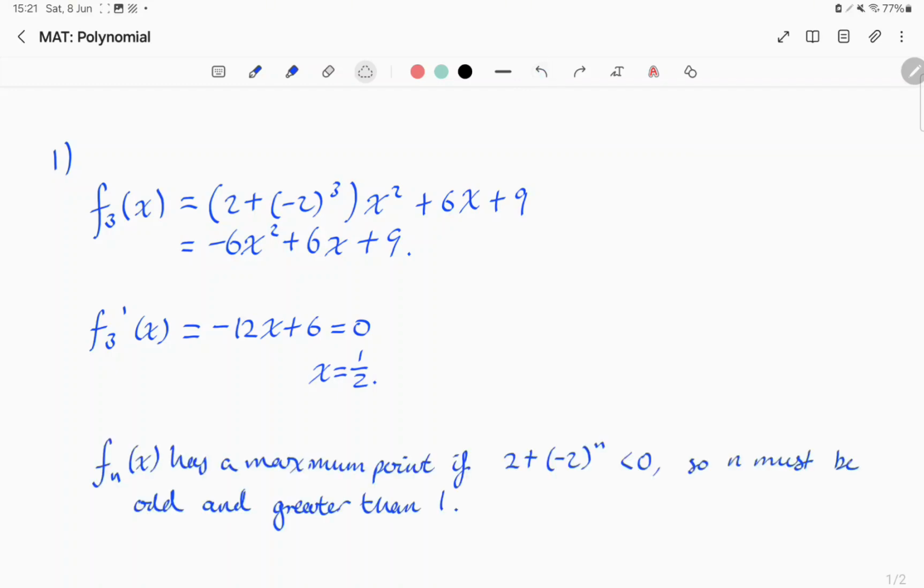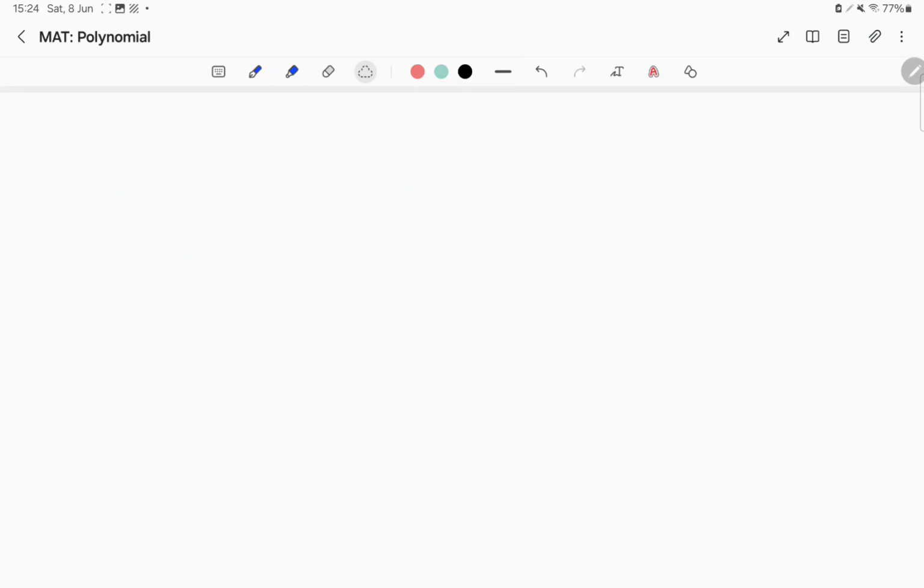Now, f_n(x) will have a maximum point if 2 + (-2)^n is less than 0. So n must be odd and greater than 1. And that's part 1 solved. Now, let's move on to part 2.